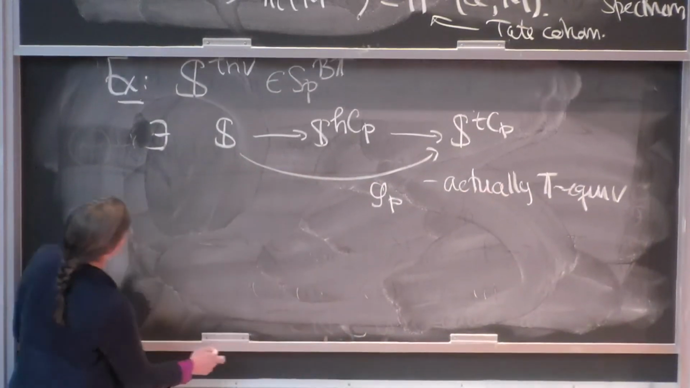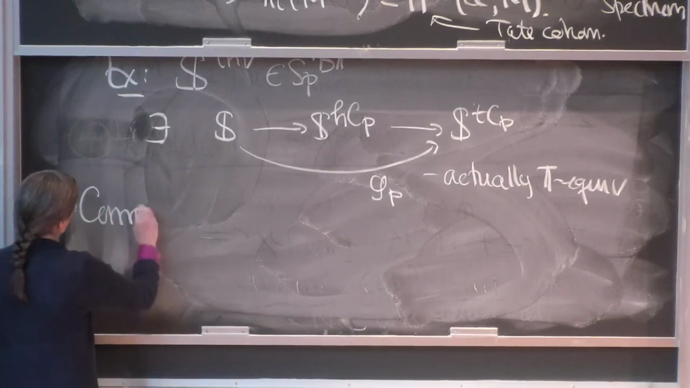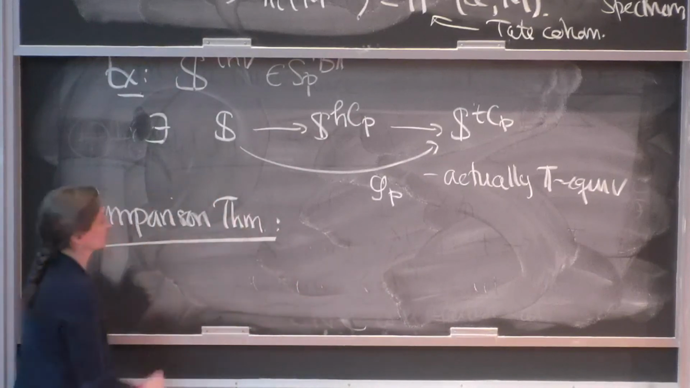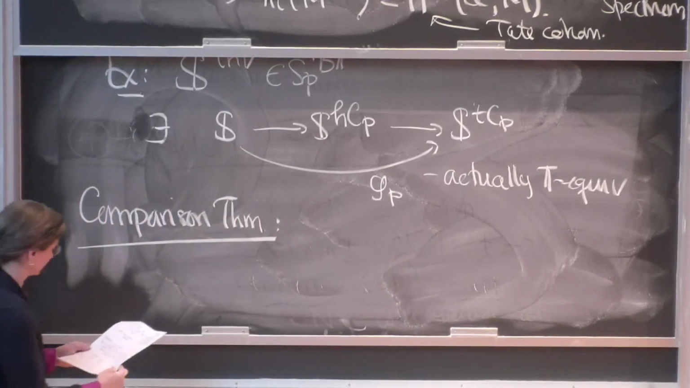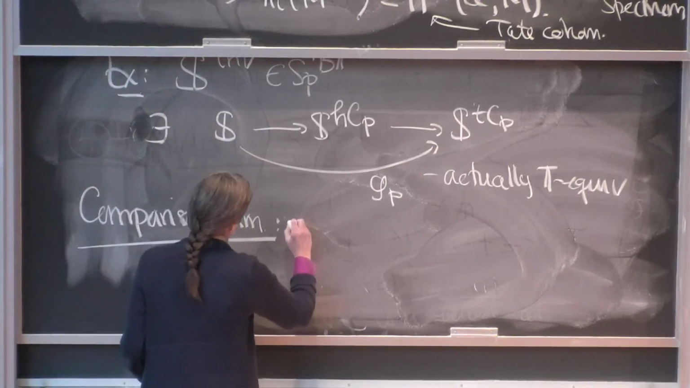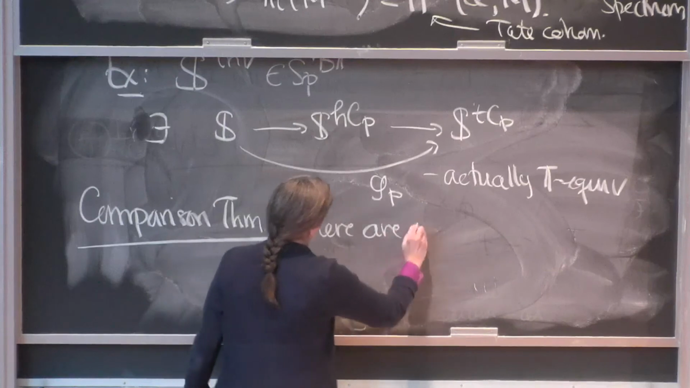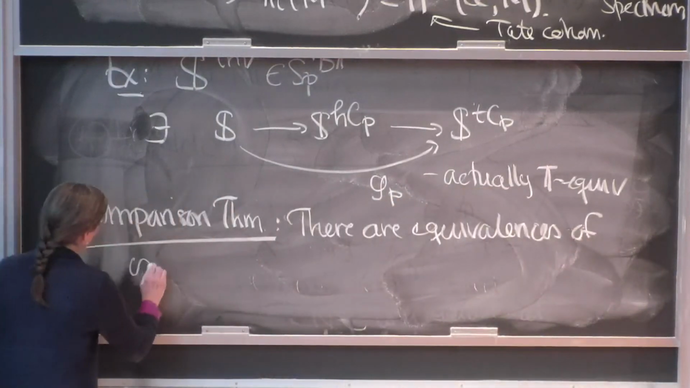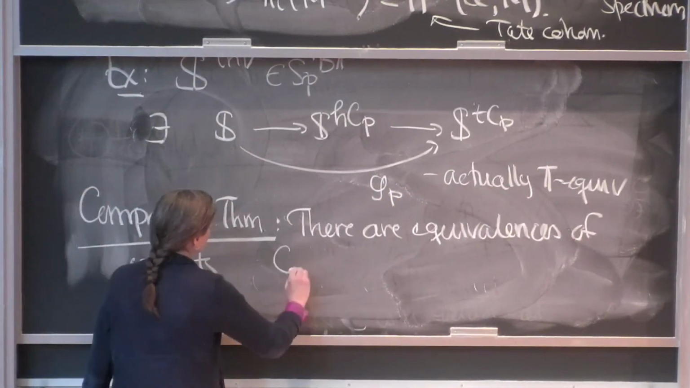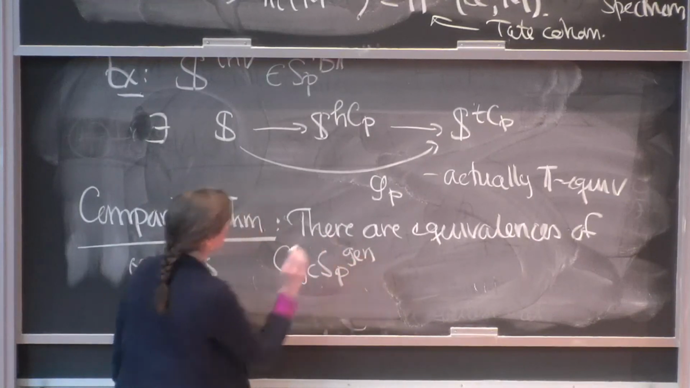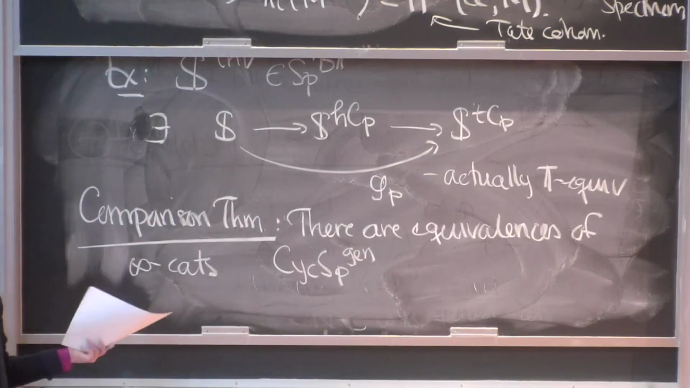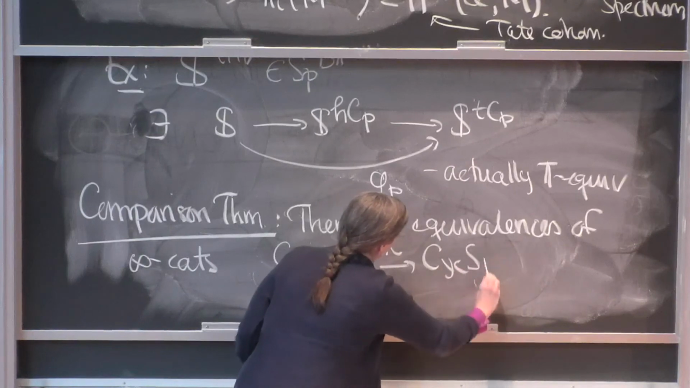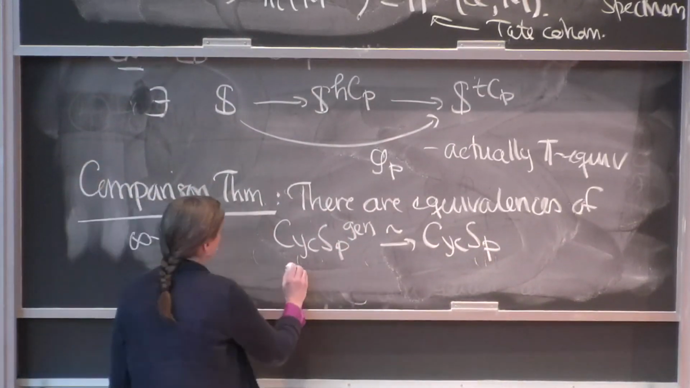So there's the fundamental comparison theorem, for which I unfortunately don't have time to explain what the functors are, but they're actually not too hard to describe, is that there are equivalences of infinity categories between the categories of genuine cyclotomic spectra, which is the underlying infinity category of the category of cyclotomic spectra we talked about before, and the Nikolaus-Schulze cyclotomic spectra, and also in the p case.